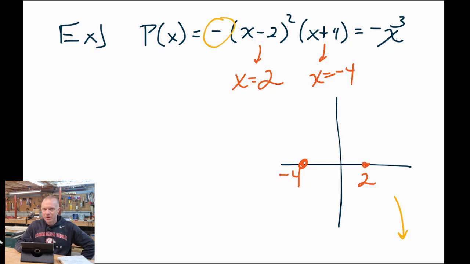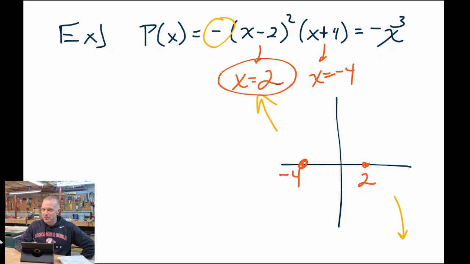Remember, that's an odd degree, and odd means opposite. That is opposite end behavior. So if my graph's going down to the right, the opposite would be that it has to go up to the left. Now there's one more thing, and it has to do with that multiplicity idea.